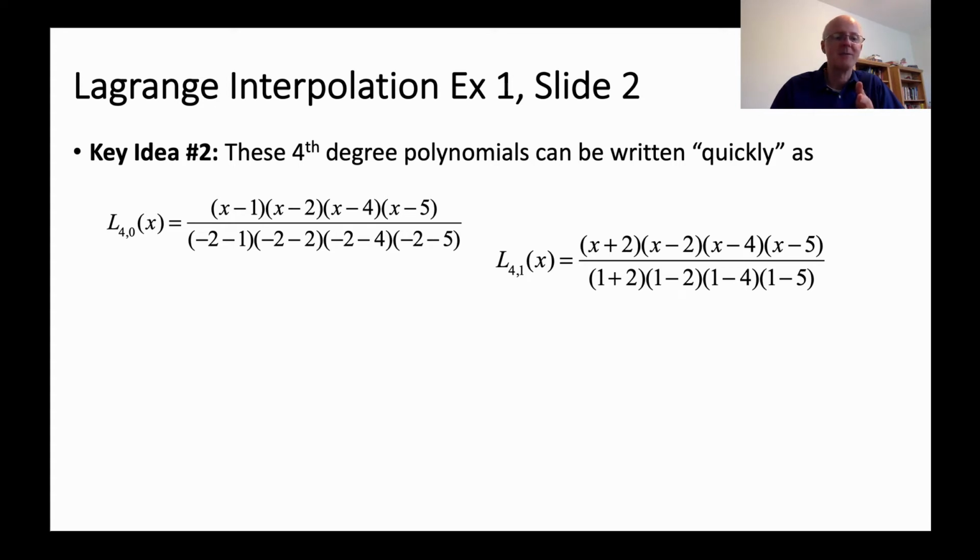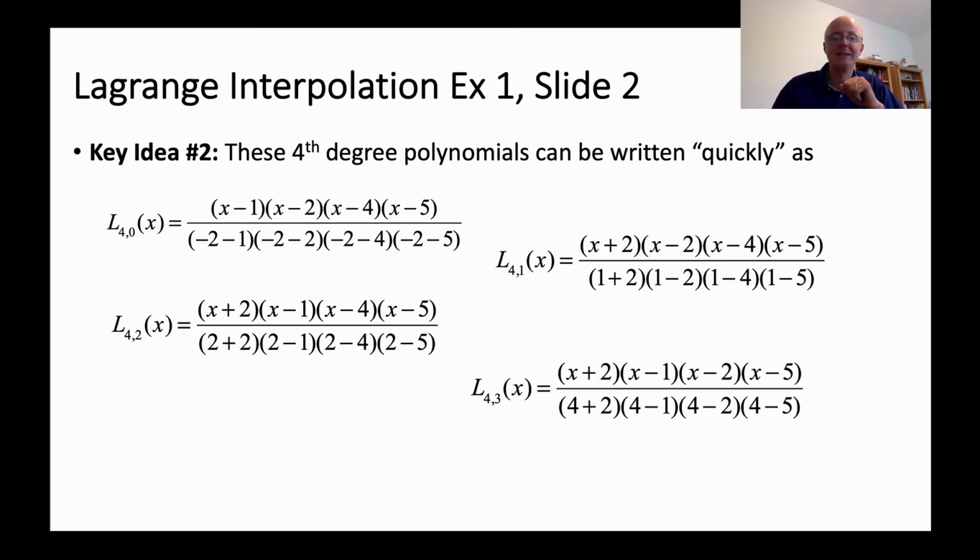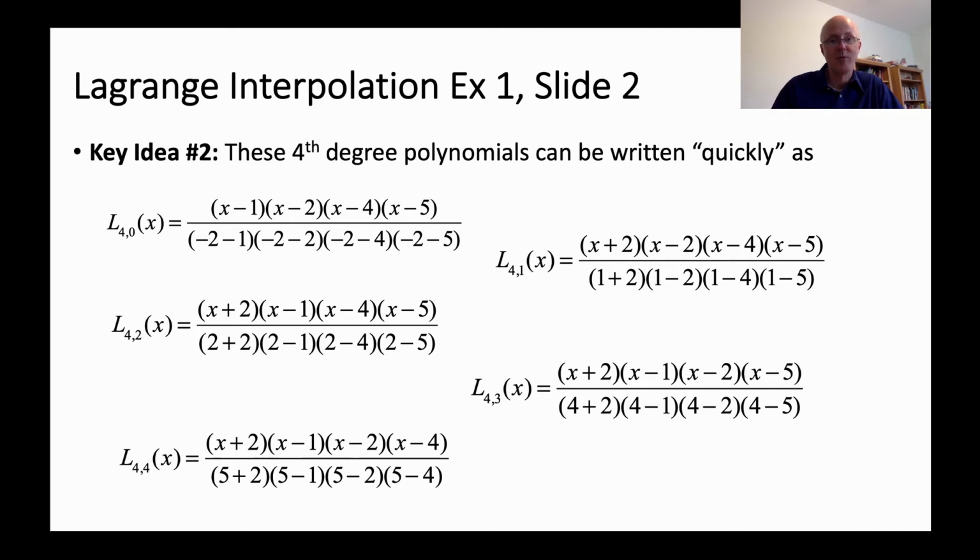Again, continue the pattern. L4,2 of x has a numerator that is 0 at -2, 1, 4, and 5. The 0th, 1st, 3rd, and 4th nodes, not the 2nd. At the 2nd node, x2 equals 2, it equals 1. You plug in x equals 2, and everything divides out to give you 1. Same kind of thing for L4,3 of x, same kind of thing for L4,4 of x. These are our quote-unquote quickly written down Lagrange basis polynomials.